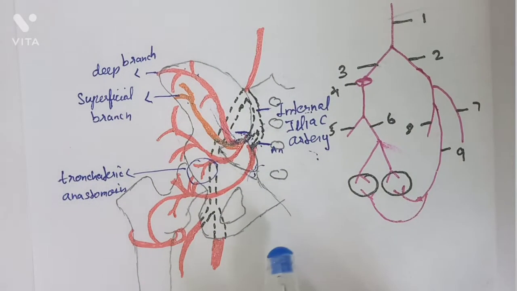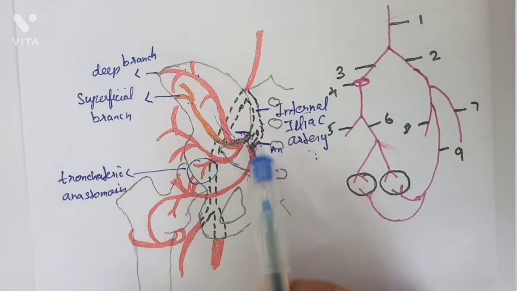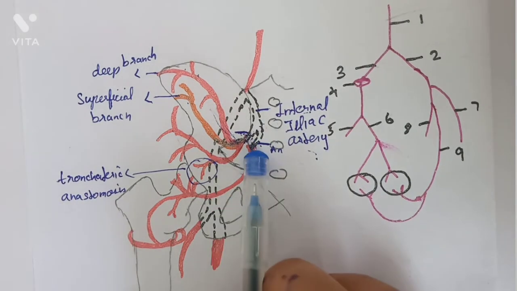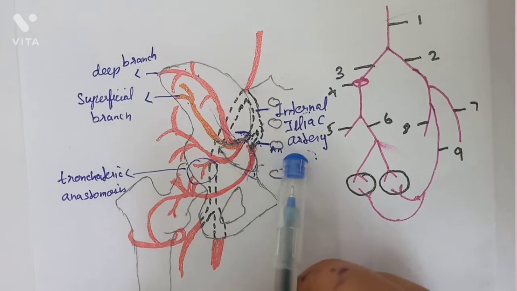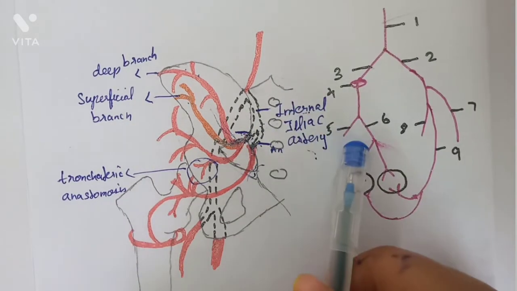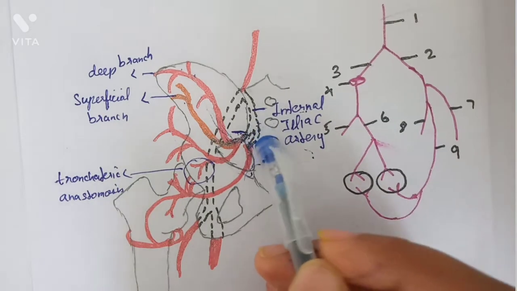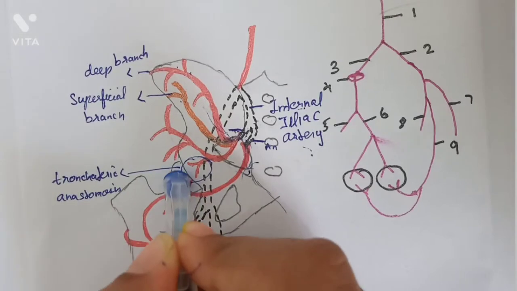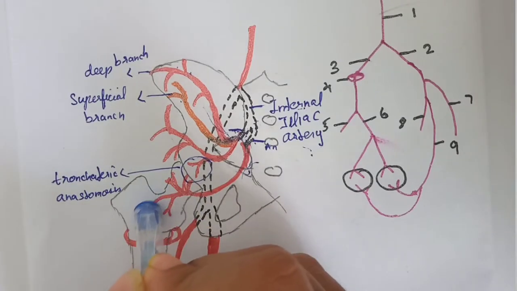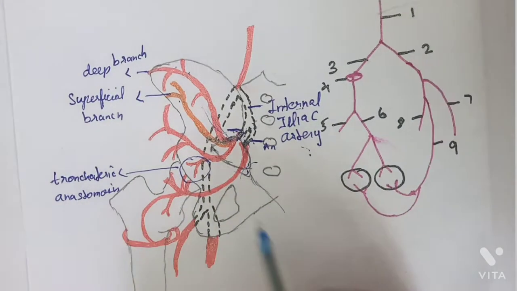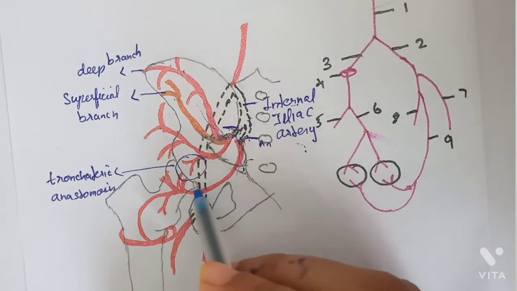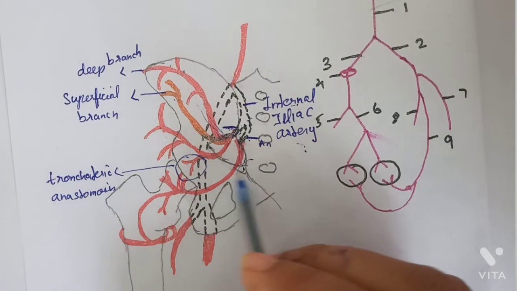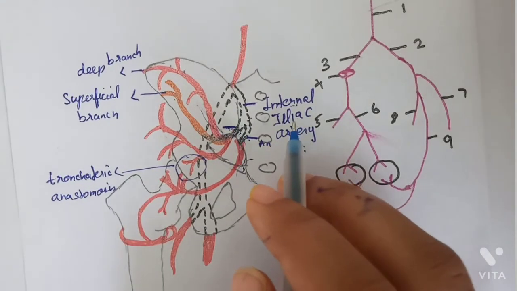Let us move on to the inferior gluteal artery. The inferior gluteal artery arises from the anterior division of the internal iliac artery. This is the anterior division, and this is the inferior gluteal artery. The inferior gluteal artery enters the gluteal region through the sciatic foramen. Now, what is this sciatic foramen?